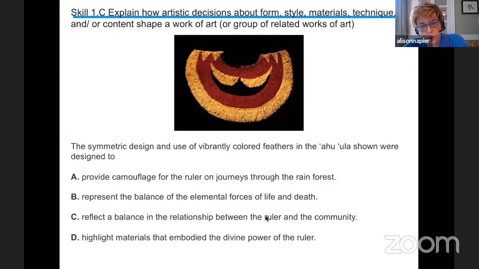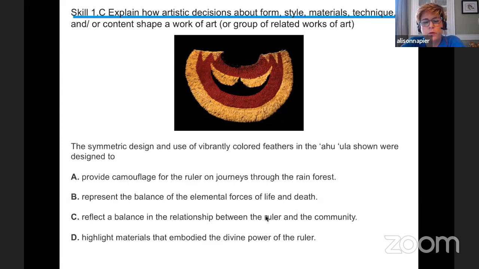So as you finish up reading the question, always try to narrow down with a multiple choice the different options that you have. Try to get down to two good ones if you can. The camouflage for the ruler doesn't really make sense. It's bright red and yellow, so that's not going to really camouflage you in the rainforest. So we can at least toss that one out.